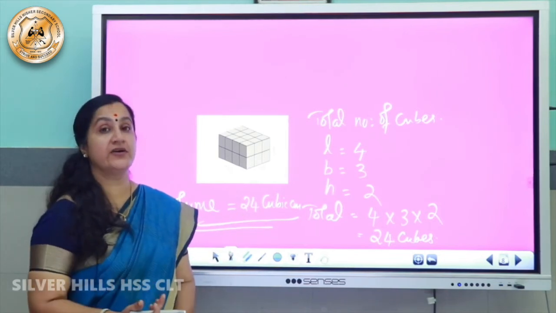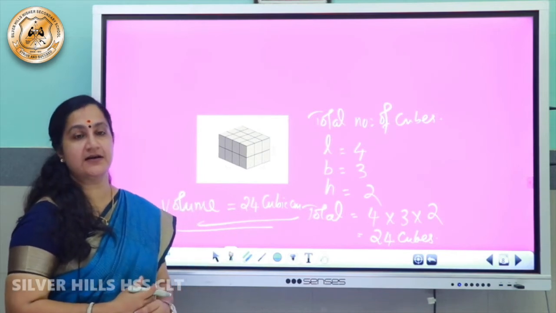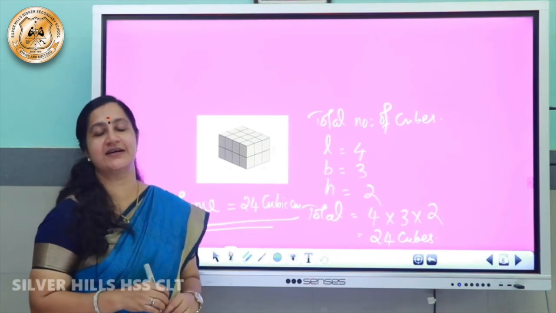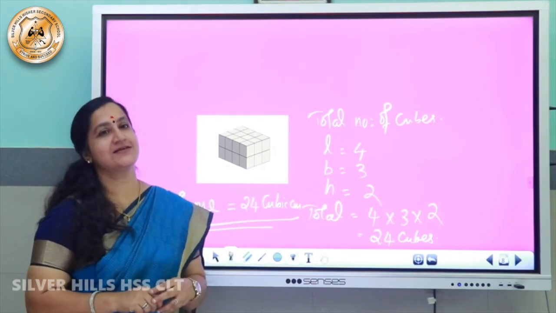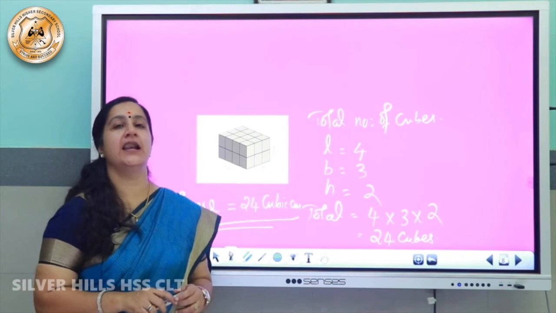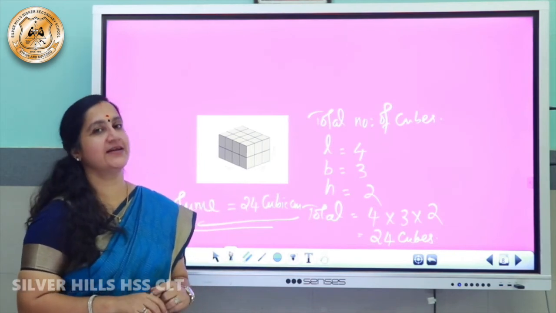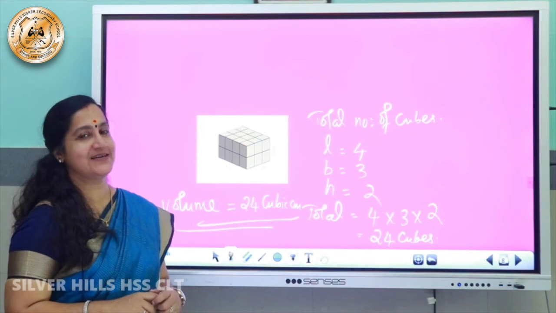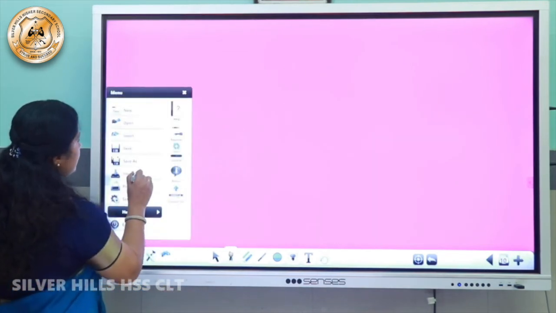So how can we find the volume? Volume means, yes, Alina is giving me the answer. Length into breadth into height. So volume of a rectangular box is the product of its length, breadth and height. Hope it is very clear how to find the volume. Isn't it, my children? So here comes the question.